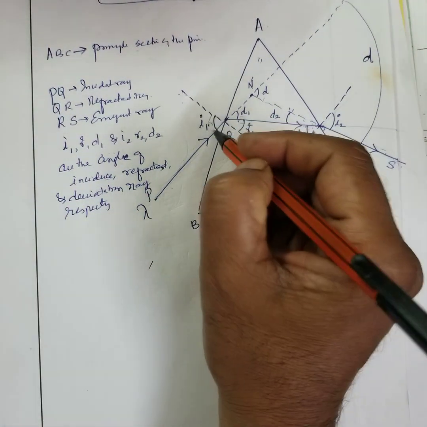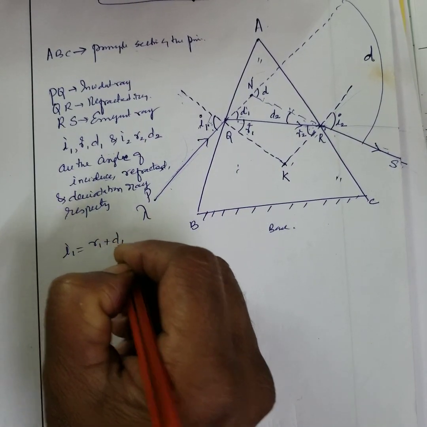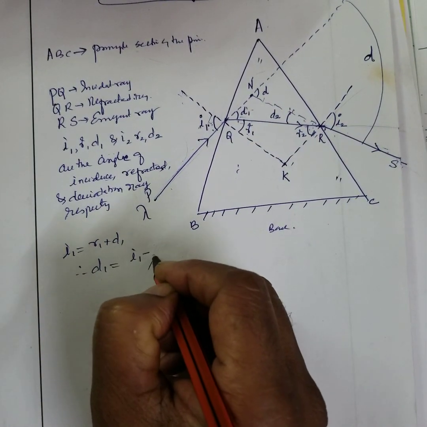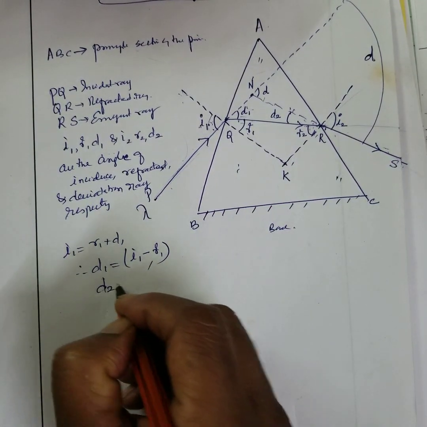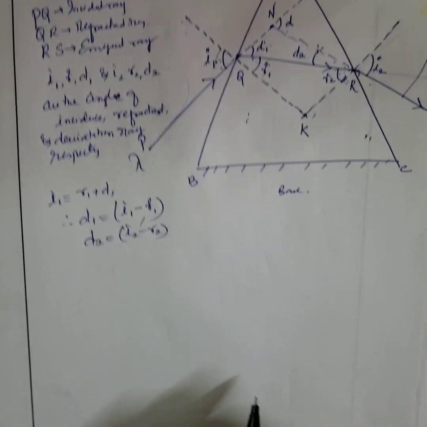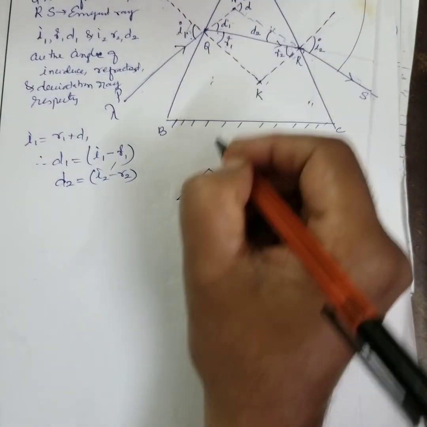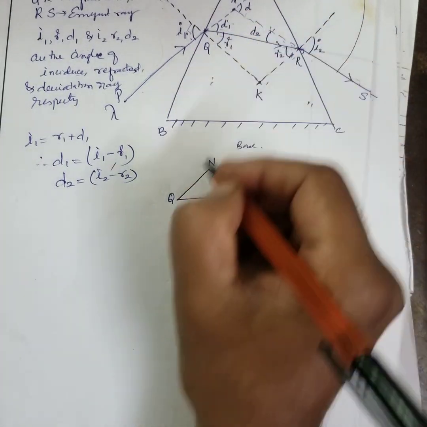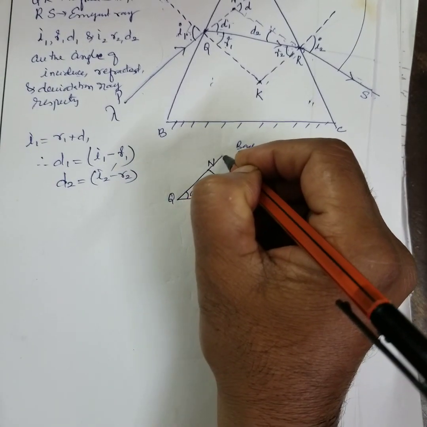Now, what is I1? I1 is equal to R1 plus D1, because of vertically opposite angles. Therefore D1 is equal to I1 minus R1. Similarly on the other side, D2 is I2 minus R2. Now what is the total deviation? Taking this triangle with N, Q, R, this is D1, this is D2, this is D.